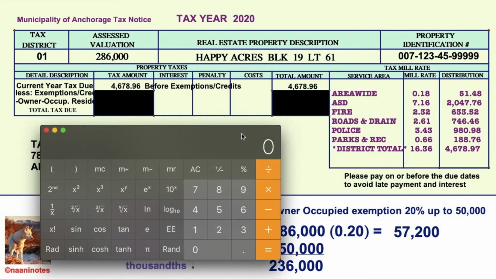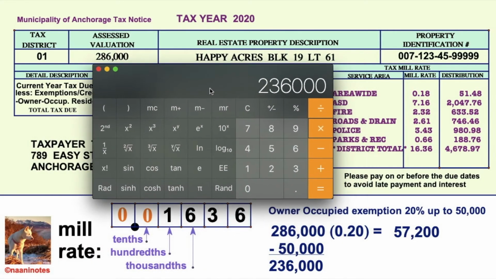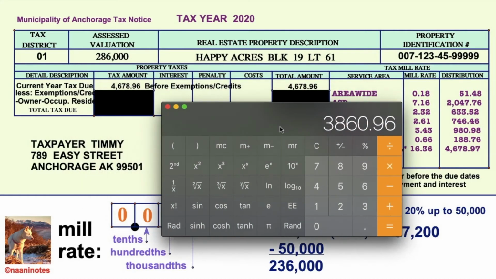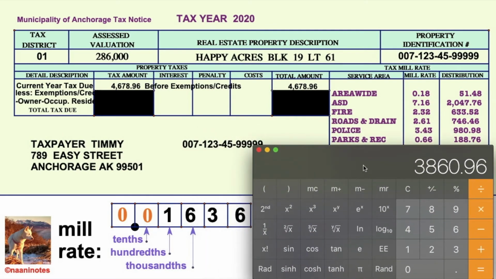So how do we do that? Well, let's just take the new value of the house, 236,000, not, as Jethro used to say, and I am going to multiply that times, oh, I'm covering it over there. There's my mill rate, the one on the bottom, district totals, 0.01636. And what I'm going to get? $3,860.96. Now, hang on to that number.